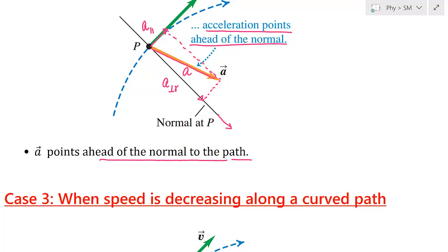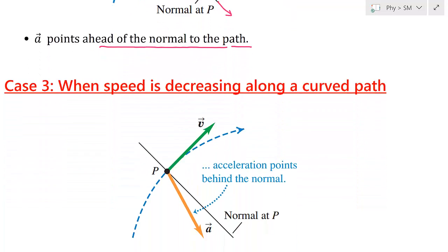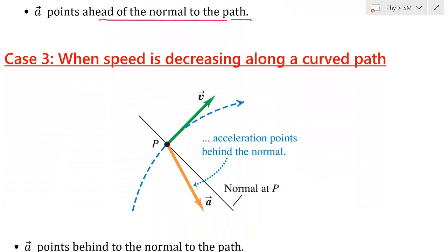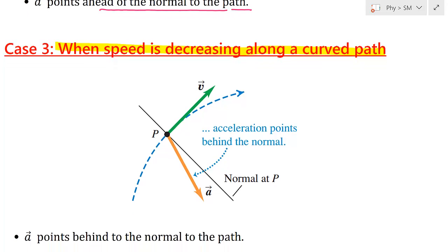And the third situation, you can answer yourself. What will happen when the speed is decreasing along the curved path? You have to answer yourself, what will happen if the speed is decreasing? In the previous case, the speed was increasing. Now the speed is decreasing. What will happen?